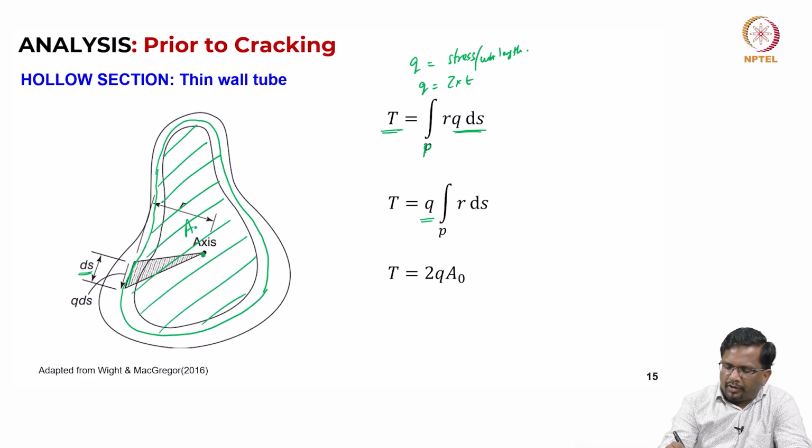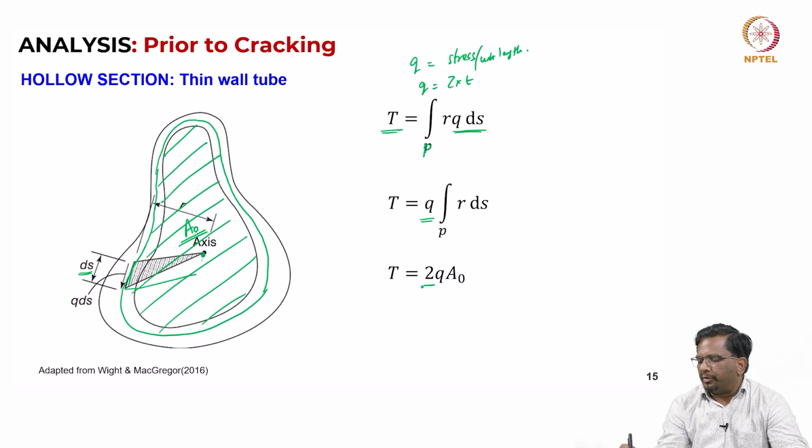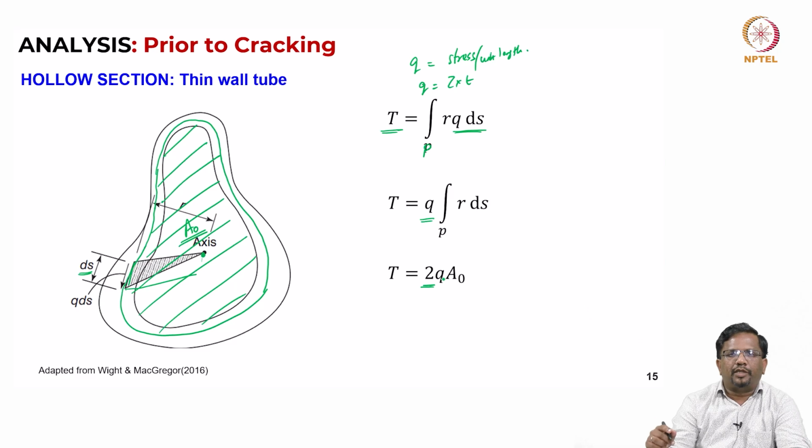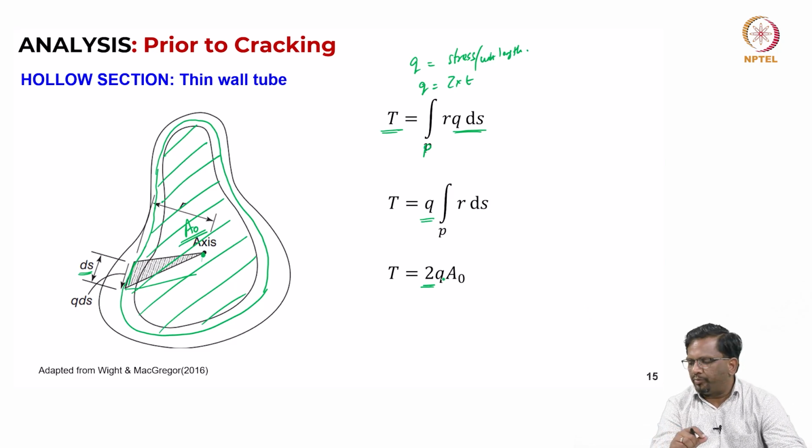So, this area is nothing but A naught, right. So, when I am multiplying R into ds, and we are integrating over the entire perimeter, you see that we are actually taking twice that triangle area, right. So, that is the rectangle area. That is the reason this becomes 2 into Q into A naught, where A naught is the area enclosed within the center line of the thin tube.